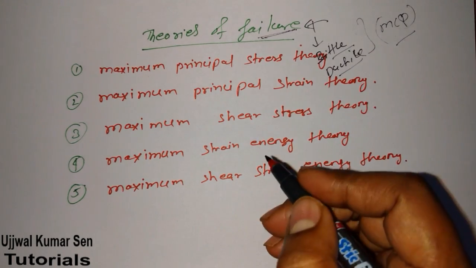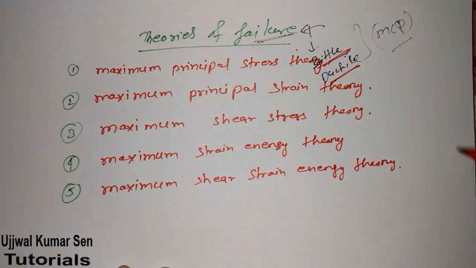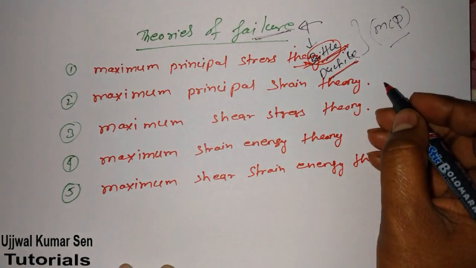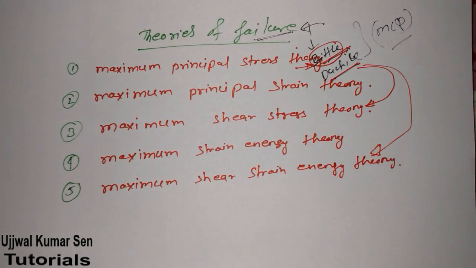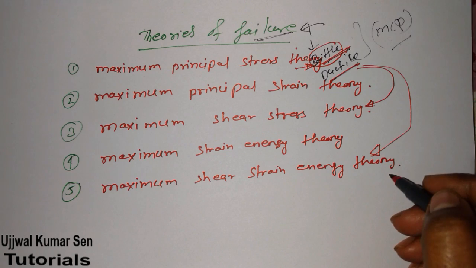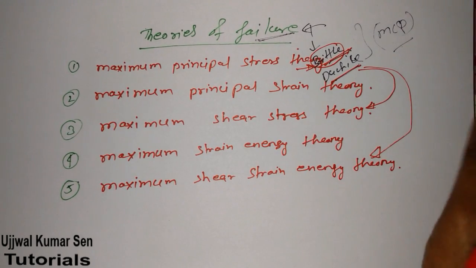So now, most important, what type of material is recommended for what? For brittle material it is just the principal stress theory. For ductile material we recommend the shear stress and shear strain energy theory. So these two theories are most recommended for these types of materials.